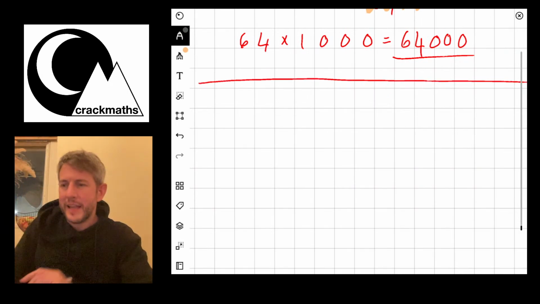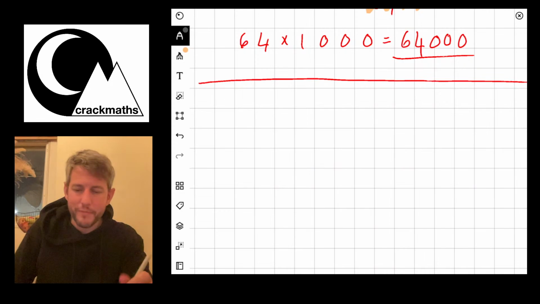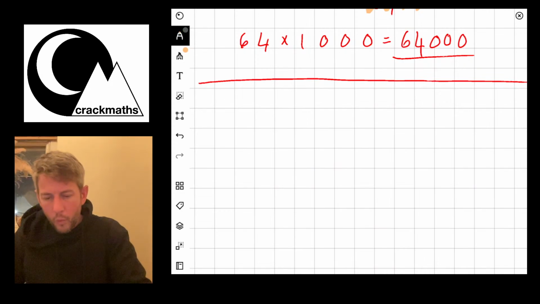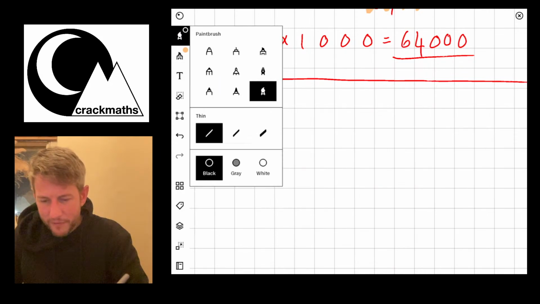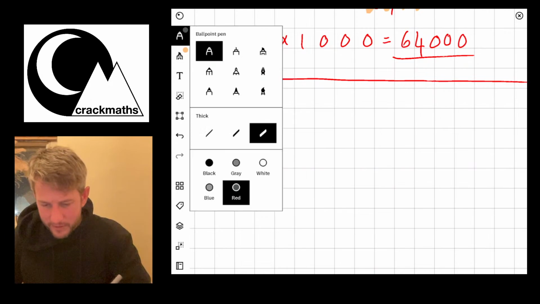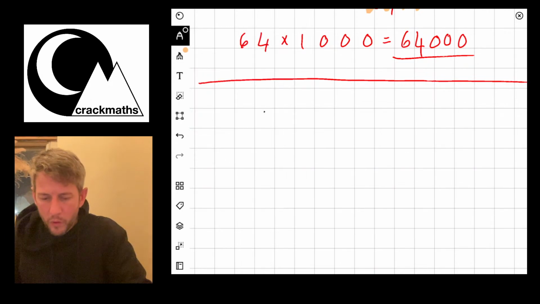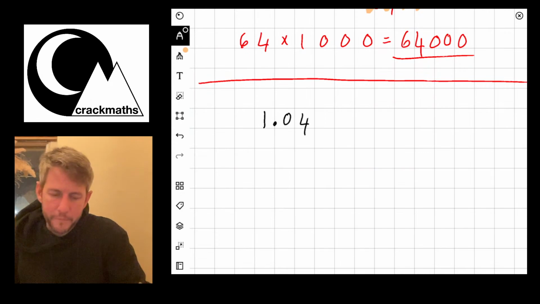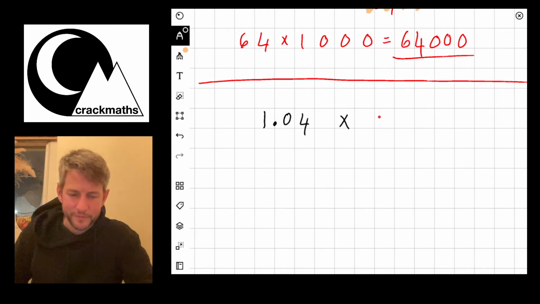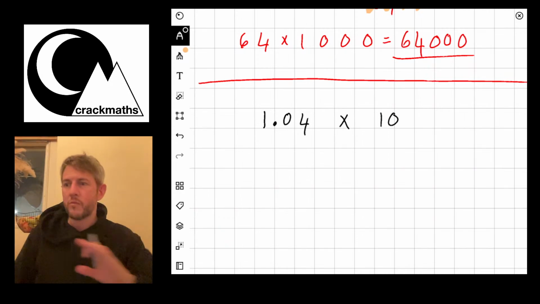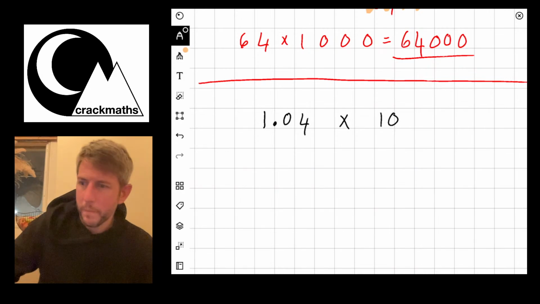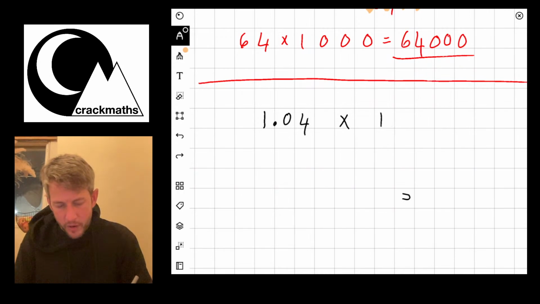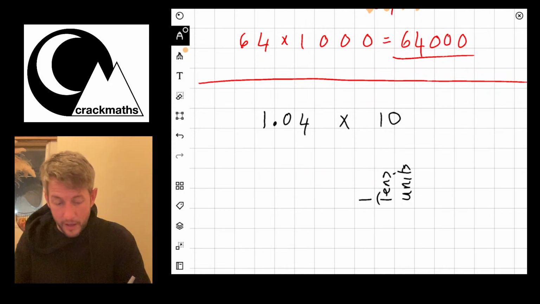Let's say we've got 1.04 times 10. Remember, once you've got the hang of this, you don't have to write out units, tens, hundreds all the time. But this is just until we've got the hang of it. So let me write down my units, tens, hundreds.